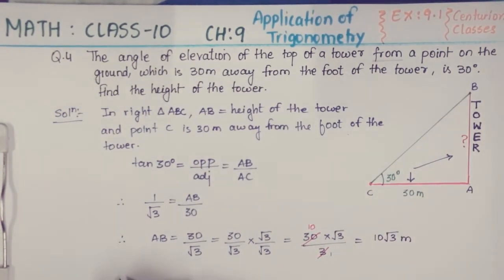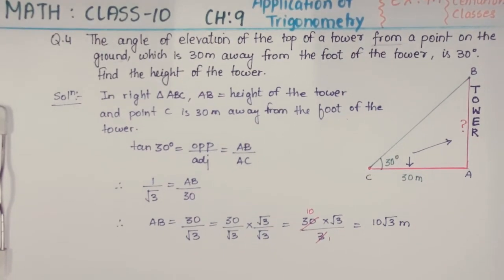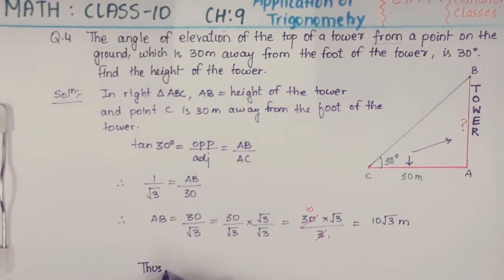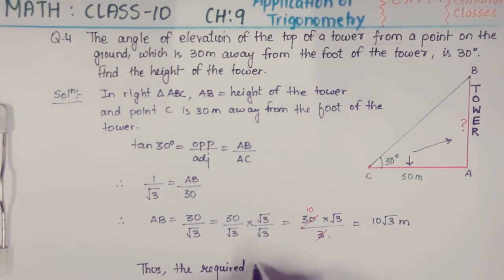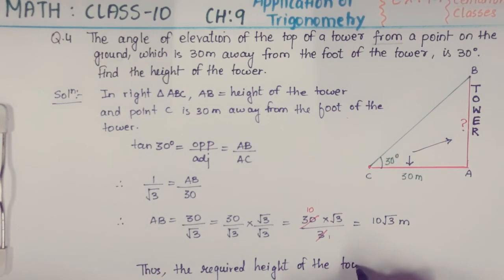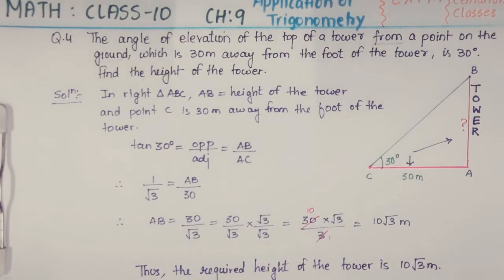So we'll write down the final statement. Therefore, the required height of the tower is 10 root 3 meters. I hope you have understood this one. Thank you.